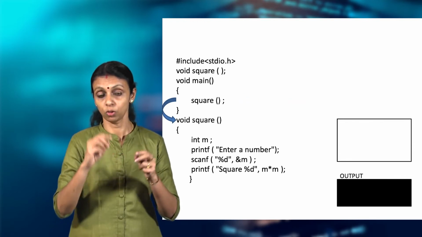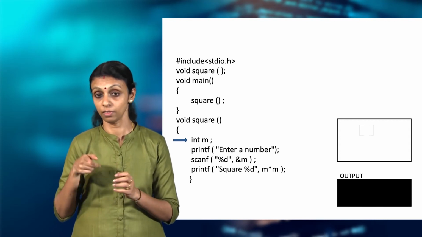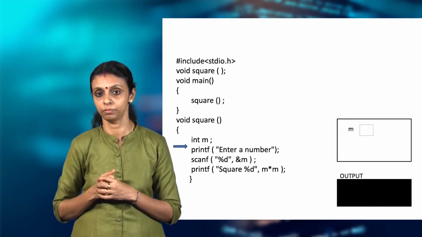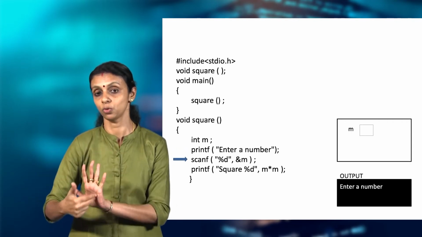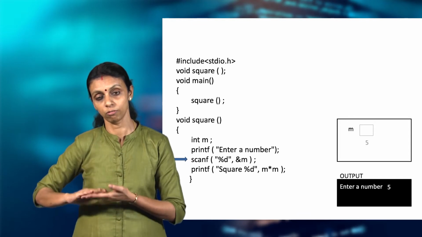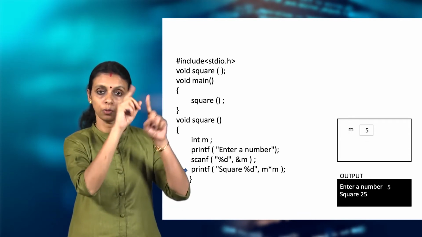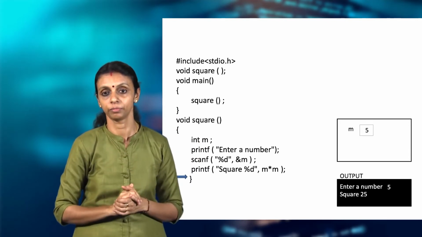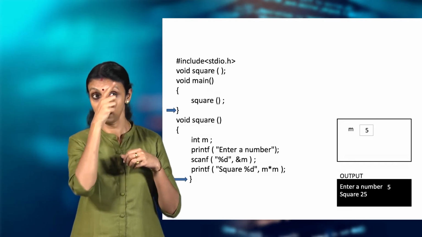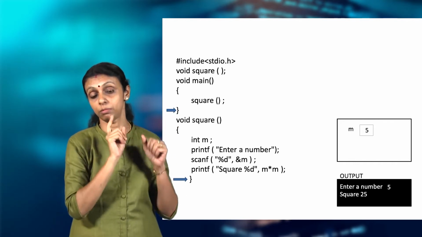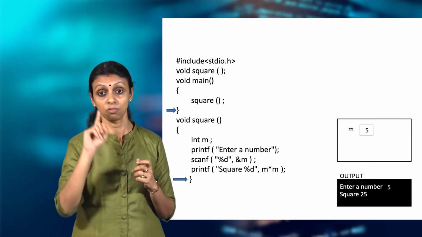Control goes to function square, accepts a number, prints its square. Control goes back to main and the program ends. If we want to accept the number in the main function, what should we do? Then we have to pass the number to the function.